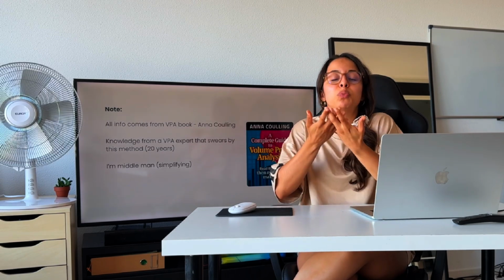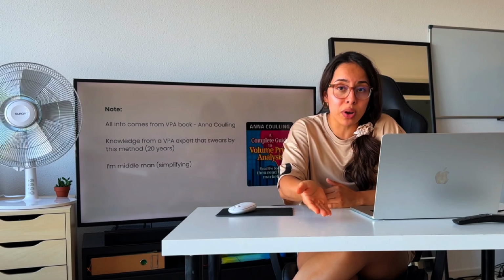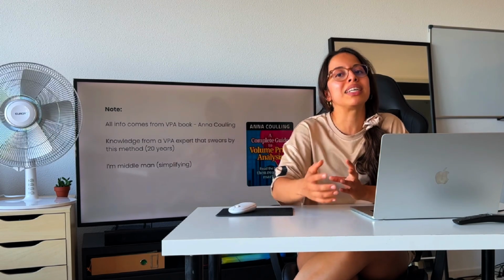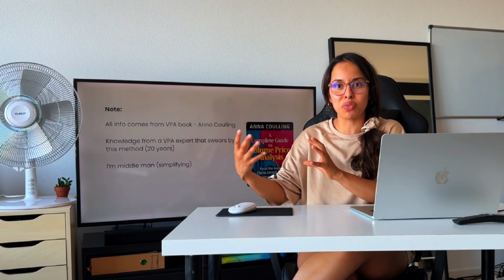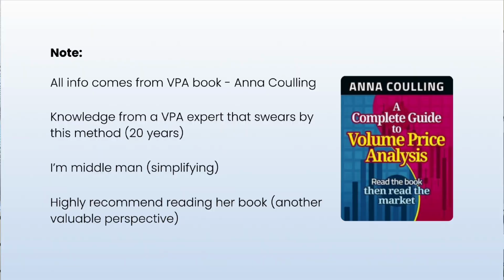And then I'm spoon feeding you, or at least I'm sharing with you the simplified version of it. It's a different version. It's a version from a peer perspective. But then, of course, I still highly recommend that you read her book, because that's another valuable perspective. You know, that's the perspective from the expert.